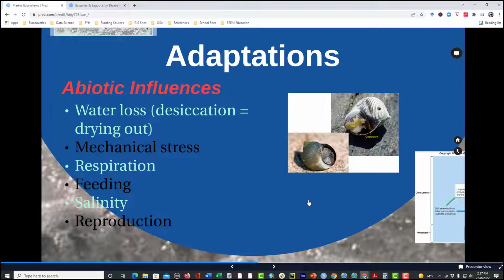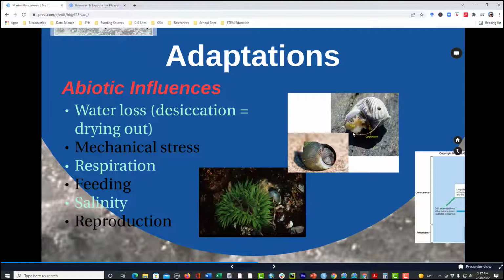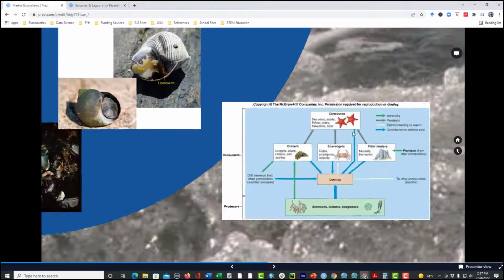For instance, this little periwinkle shell here has a muscular foot, and in order to deal with desiccation, or drying out, as well as protect itself, it has something called an operculum, which is a calcified little structure. It's similar to your nail, and it just covers the foot of this organism so that it can protect itself. And then, of course, we mentioned anemones as well.